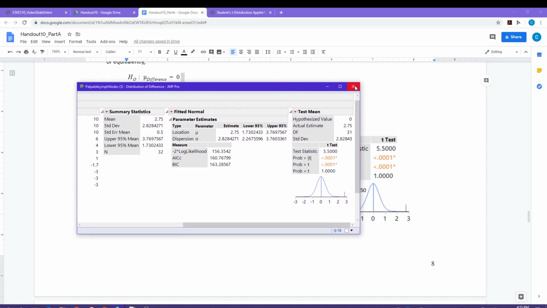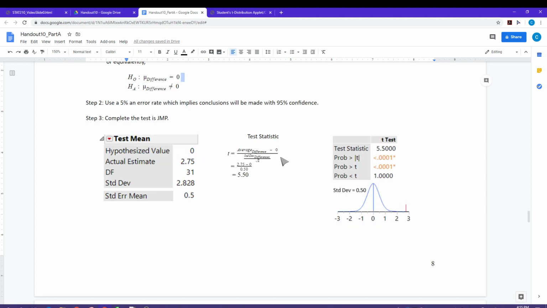So let's talk through that output quick. Here in the middle of the screen is just the computations of my test statistic. I would just take the average difference, which was 5.5. Excuse me, the average difference, which is 2.75. Subtract off what I would like to test, which is 0 again. That's the hypothesized value. And then divide by that standard error quantity that we talked about up above. So 2.75 minus 0, all divided by 0.5, is 5.5.